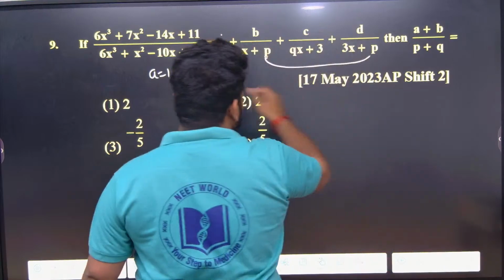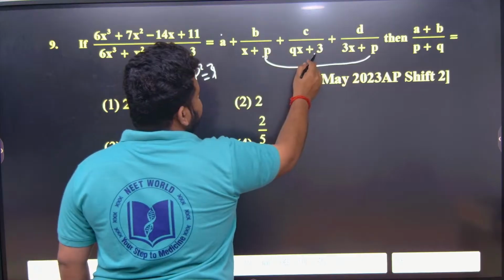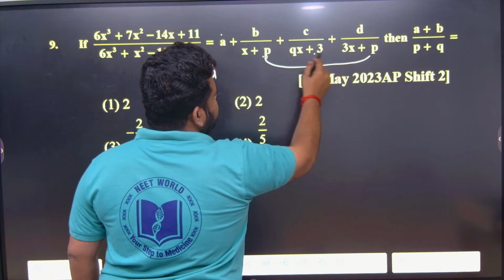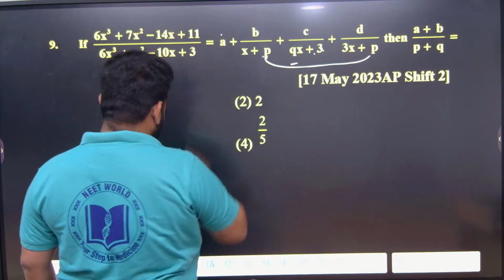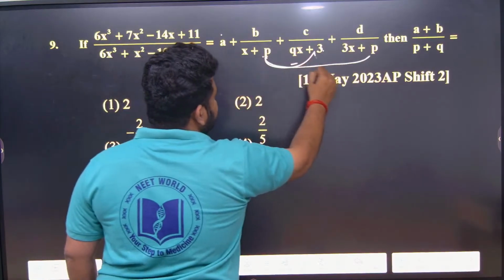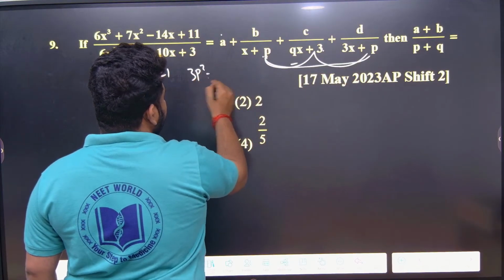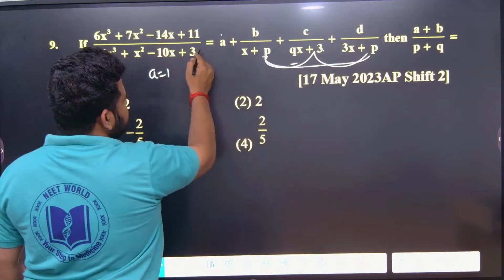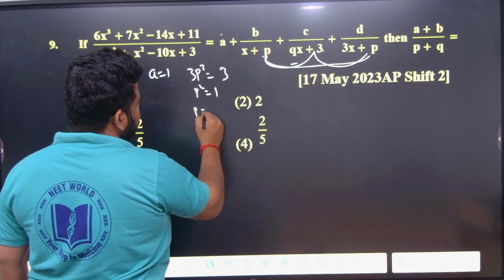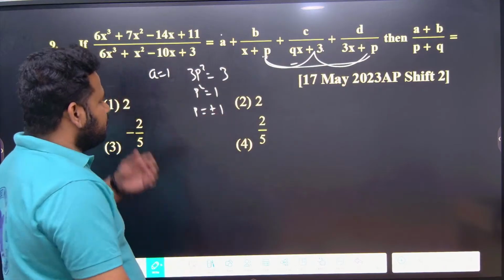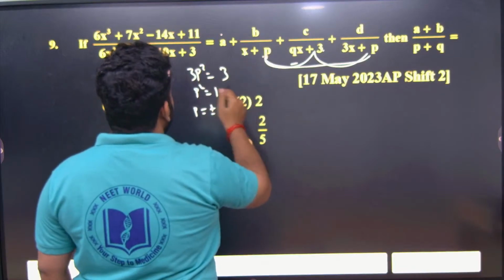So if I multiply all of this, p into 3p will be equal to 3p square. Let me explain again: p into 3 into p, so we get 3p square. This is the constant value, the denominator, it is 3, so p square is equal to 1. So p will be equal to plus or minus 1.